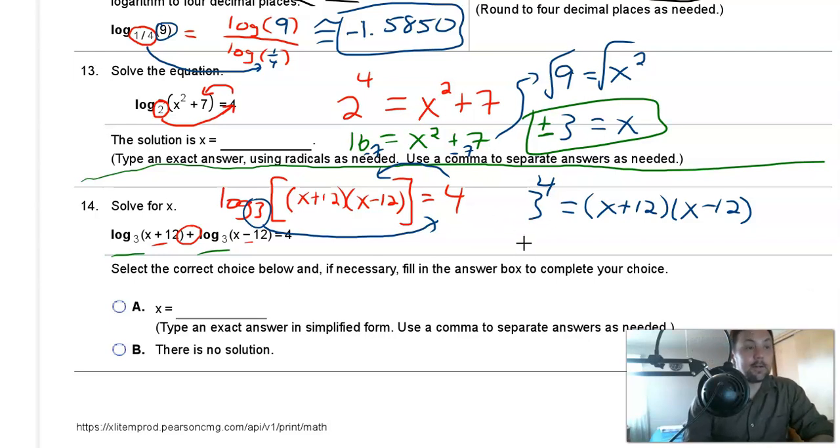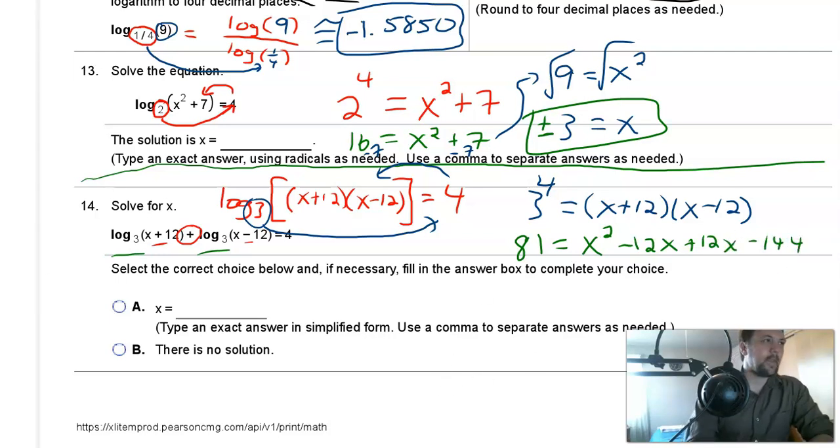3 to the 4th power is going to be 81. Here I'm going to FOIL, so I'll get x squared minus 12x plus 12x minus 144. These numbers are looking really familiar. I think these are the exact numbers we had in a problem in section 4.4. I think one of the examples I did there worked out the same way. I want to say almost exactly the same. The minus 12 and the plus 12 cancel out.